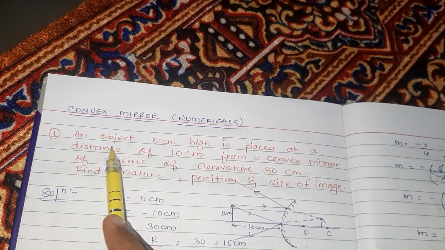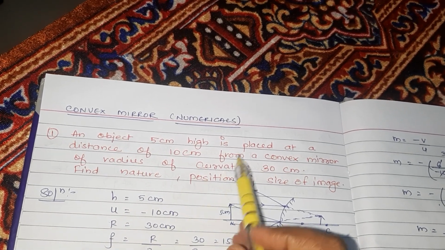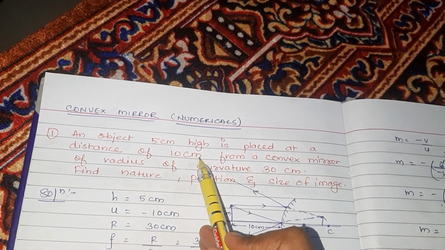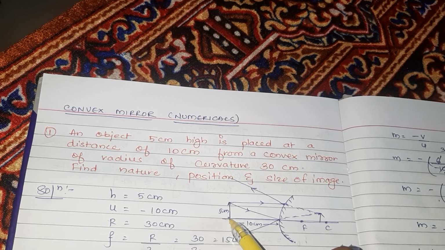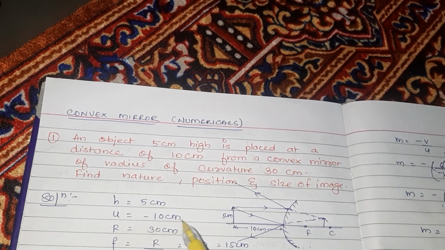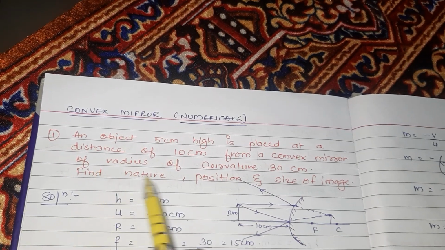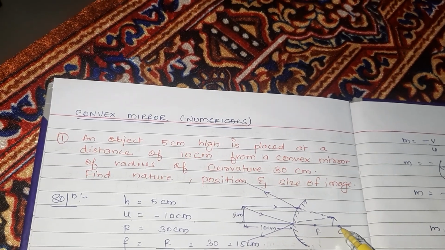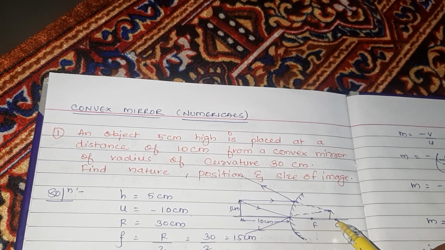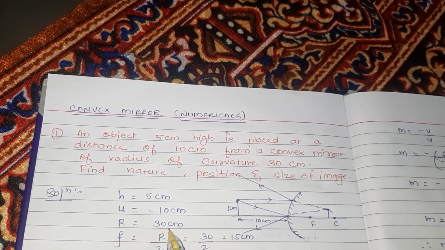So now, the object is 5 centimeter, so height of the object h is equal to 5 centimeter, placed at a distance of 10 centimeter. The object is always towards the left, whatever kind of mirror. So u is equal to minus 10 centimeter from a convex mirror. I have drawn a convex mirror of radius of curvature 30 centimeter. Remember that for a convex mirror the radius of curvature is always behind the mirror, towards the right side.